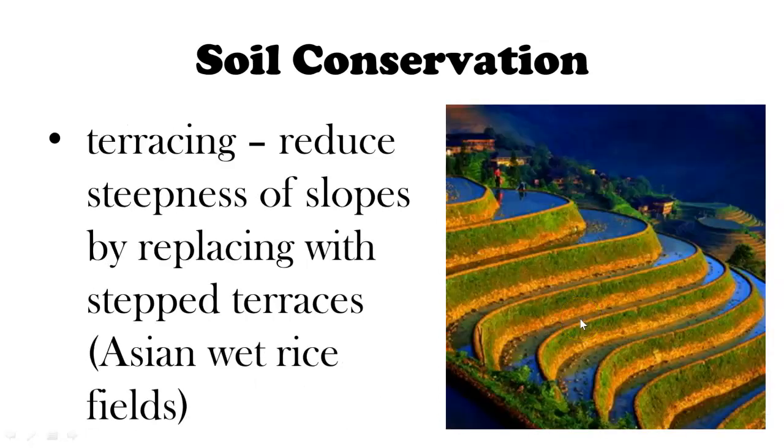Next, we've got terracing. This is a method to reduce the steepness of slopes, and it replaces the slope with a series of flat terraces, and walls need to be built up on the outside of the terraces to keep the land in place. A common example of terracing is Asian wet rice fields.